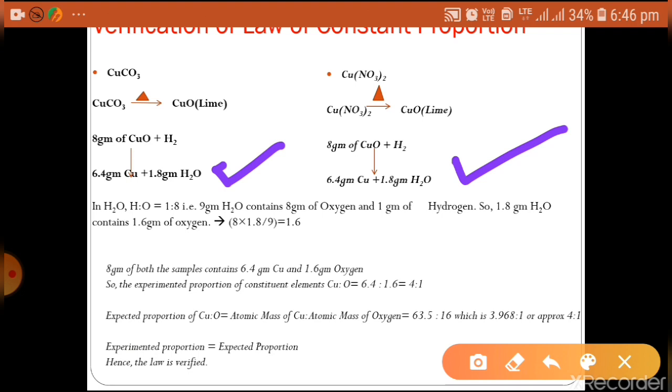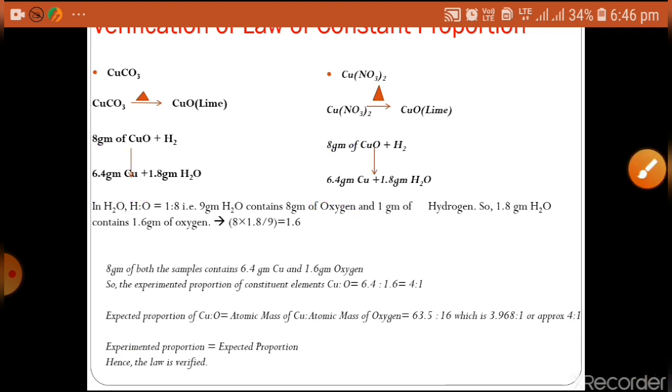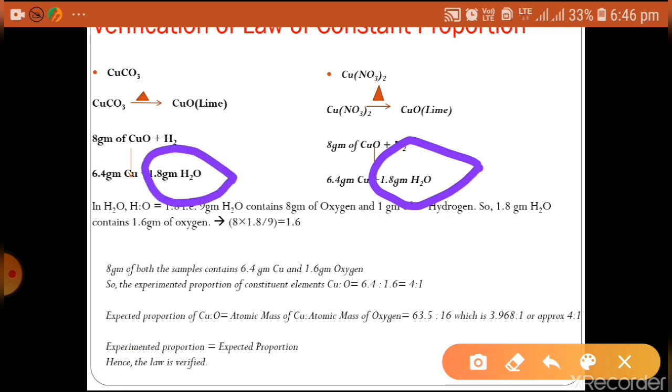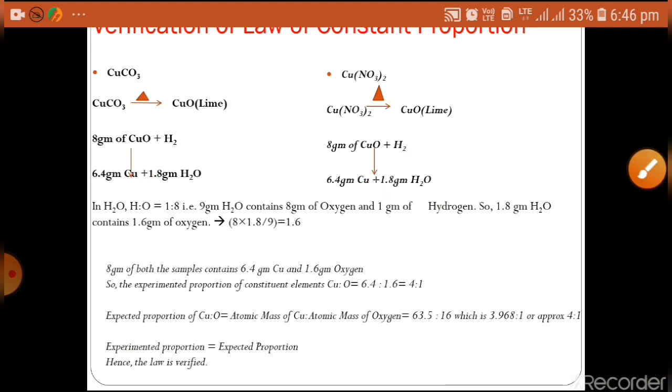So first thing you got, both the samples contain 6.4 gram of copper. It means that the ratio of copper is the same, but we have to calculate copper and oxygen both. Here you are getting 1.8 gram of water, but you don't know how much oxygen is present. Here also you are getting 1.8 gram of water. So now we have to calculate how much amount of oxygen is present in that sample. So we have a simple calculation.